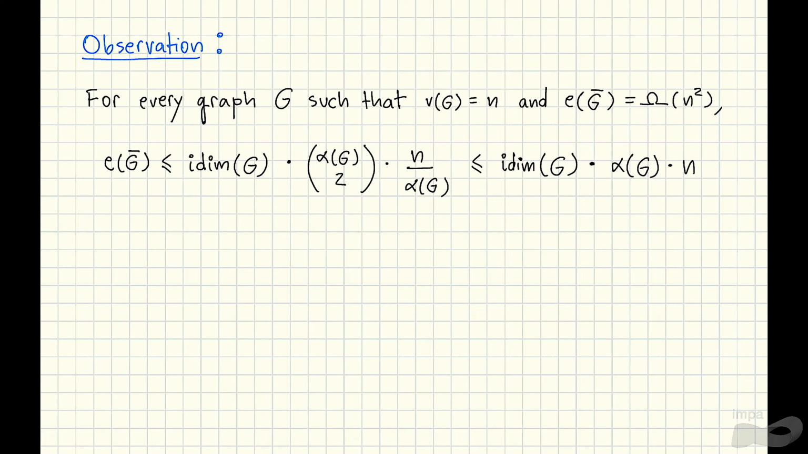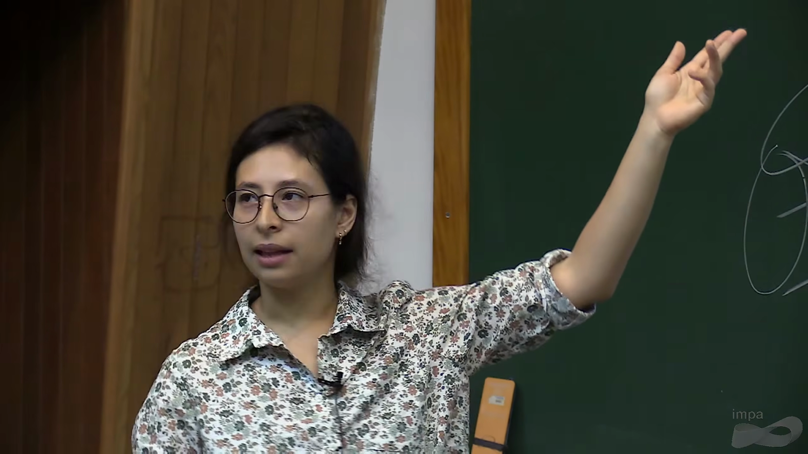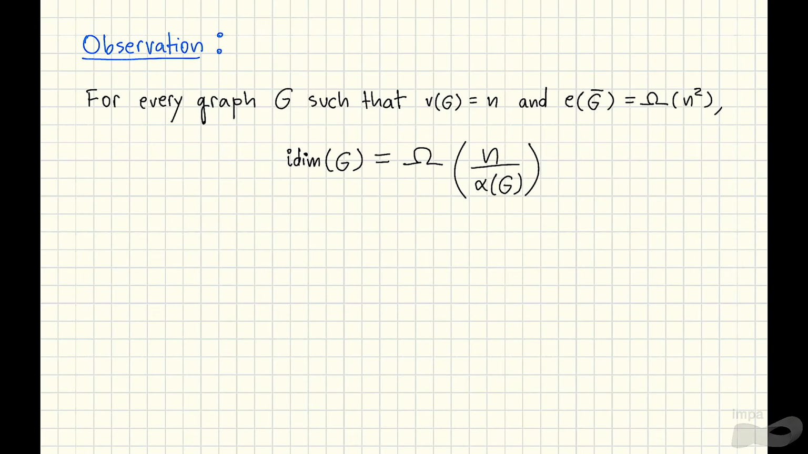Right, so let's come back to the bounds we got for the deterministic setting. For every graph on n vertices, say with a dense complement, the number of edges of the complement is at most IDIM times the number of edges in the best clique factor we can get in the complement, which is just this partition into independent sets of size alpha. So we had this bound. This implies that IDIM is at least n over alpha of G. And this is also true for the random graph. We didn't use anything about the random graph yet, okay?